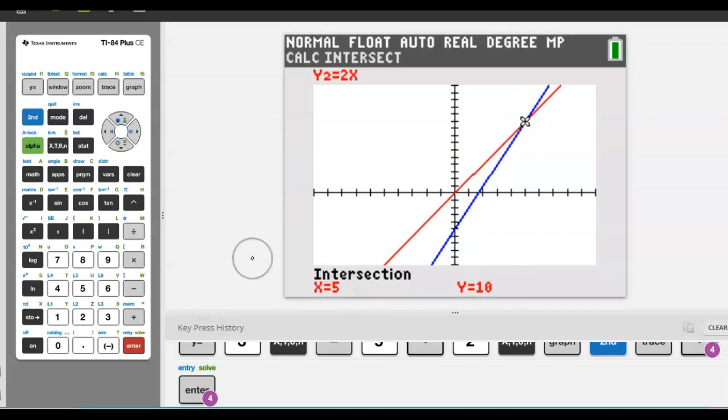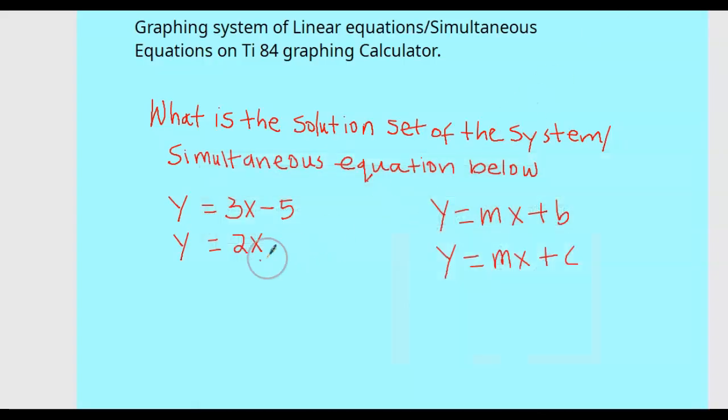So the solution, as we go back here, is x equals 5 and y equals 10. So if we put these two numbers, it's just going to be (5, 10). If we plug these numbers into the equations, it is going to make them true. This is the solution set. This is the only point that, when we plug it in here, is going to make it true.